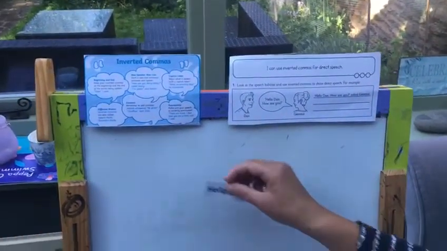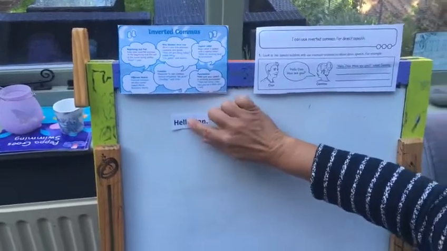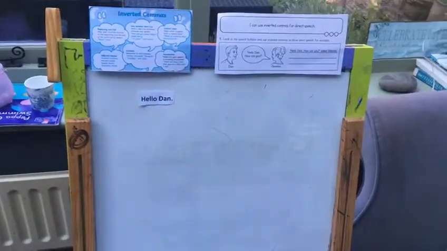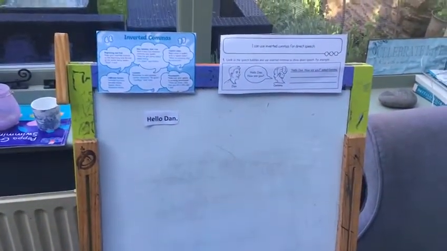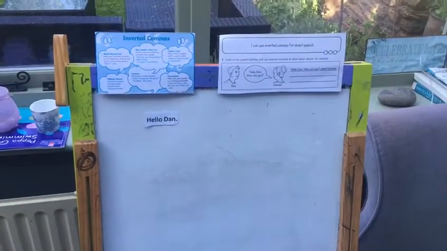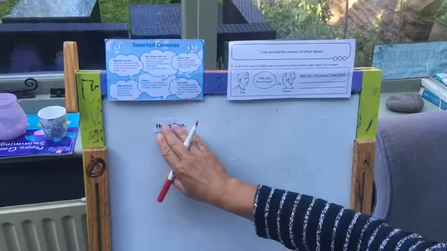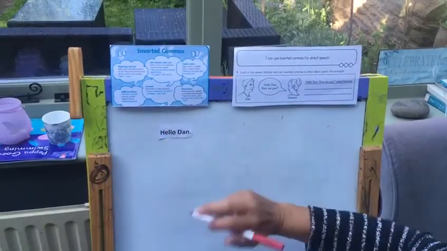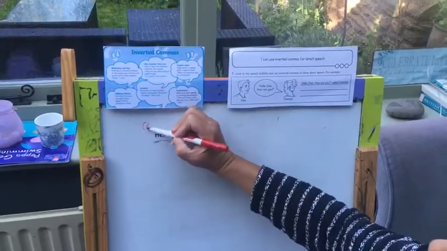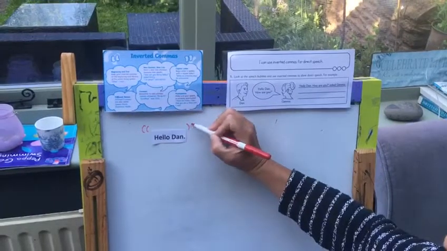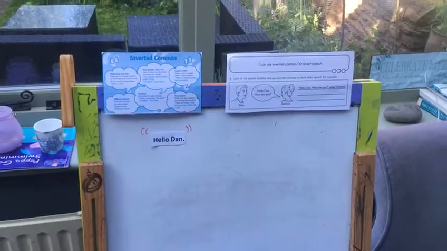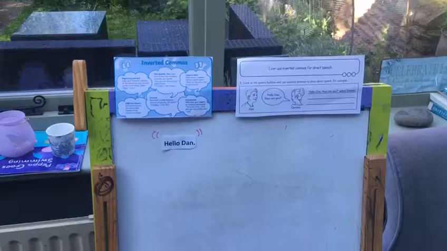So if I can show you my first words, if we've got hello Dan, somebody says hello Dan, where would we put our speech marks? That's really simple because we need to remember to follow the rules of the sandwich. The words that are spoken are the filling inside the sandwich, and then we put our speech marks up in the air, open them, close them, either side of the actual words spoken.